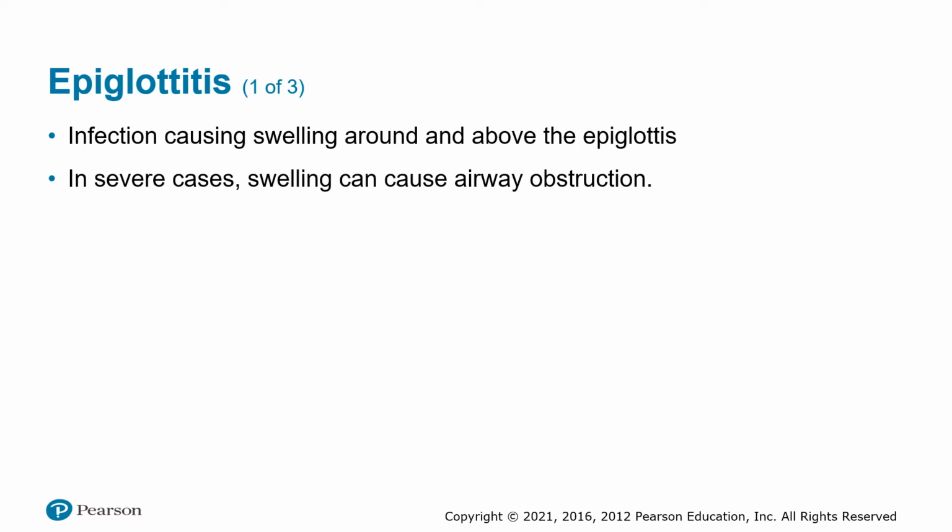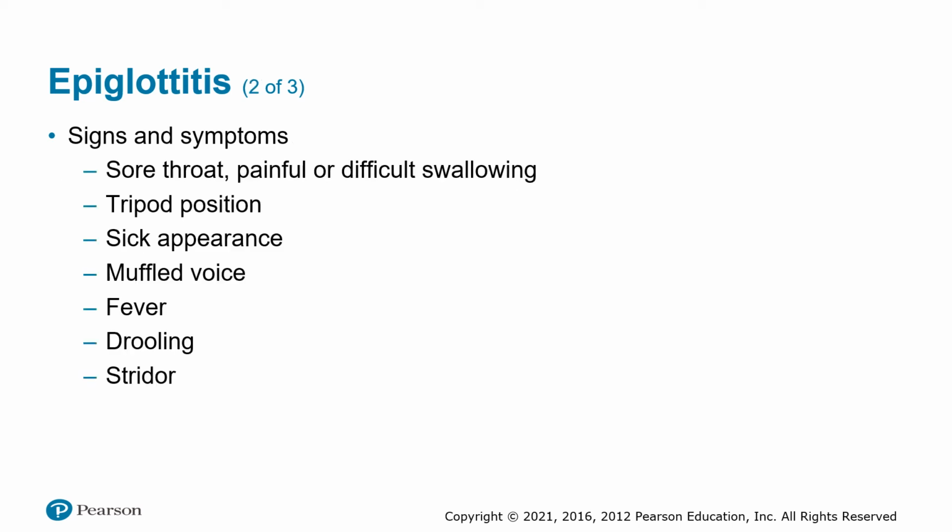Epiglottitis, this is an infection causing swelling around and above the epiglottis. In severe cases, that swelling can cause airway obstruction. They'll have a sore throat, painful swallowing, tripod position. They may have a sick appearance, muffled voice, fever, drooling, stridor. Typically, this is going to affect kids more than it is adults.